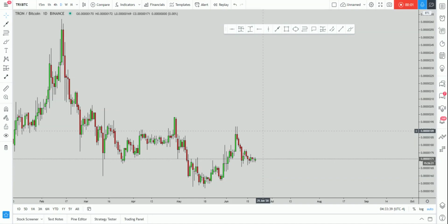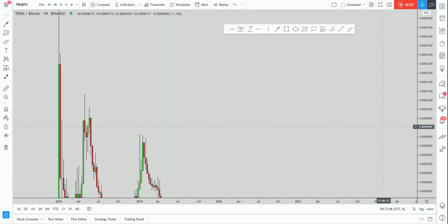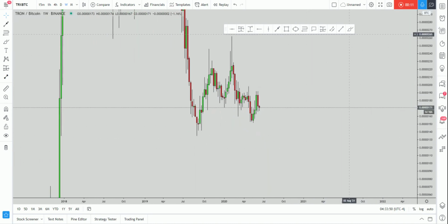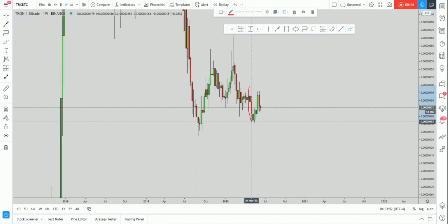Okay, so what kind of situation do we currently have on Tron BTC? From a weekly perspective, we have a market that clearly, after creating this impulse to the downside, has made the impulse to the upside and created an equal high. After that, what happened? The market started this nice retracement.